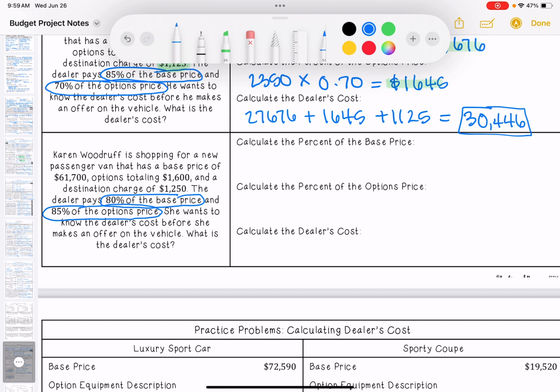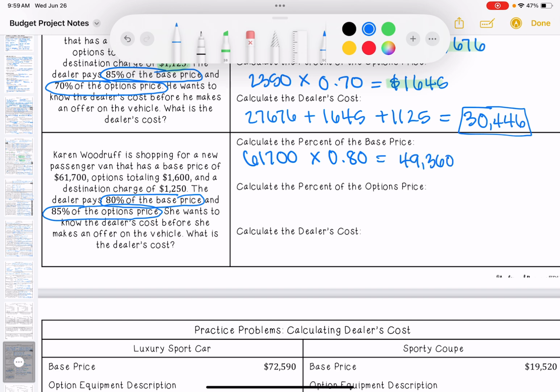All right, so first we calculate the base price. So I take our base price of $61,700, and I'm going to multiply it by 80% as a decimal. So when I do that, I get $49,360.